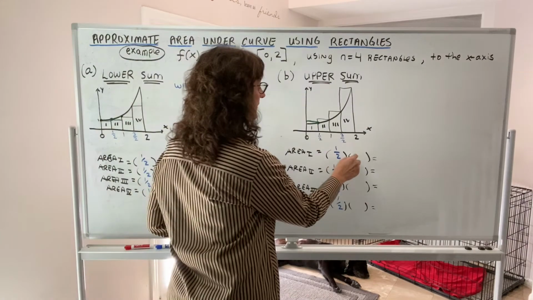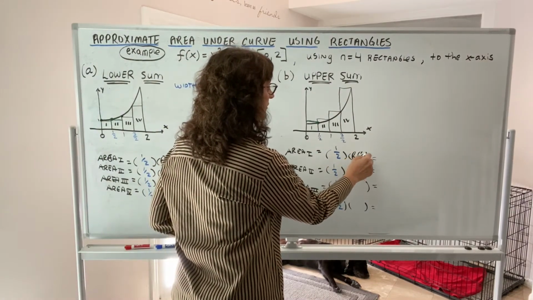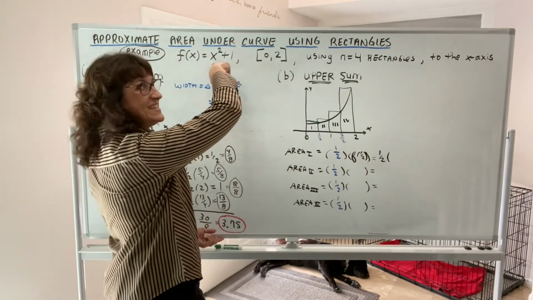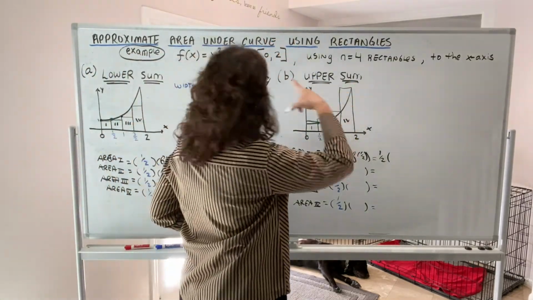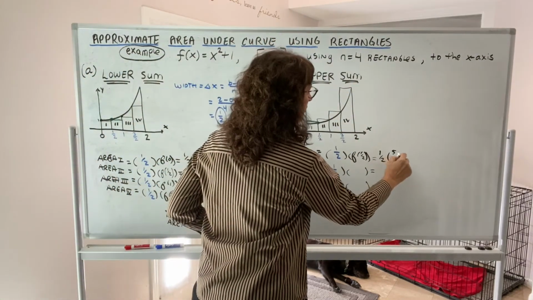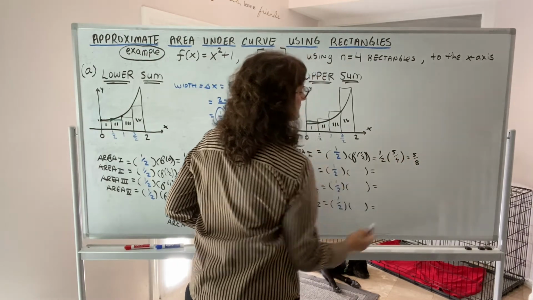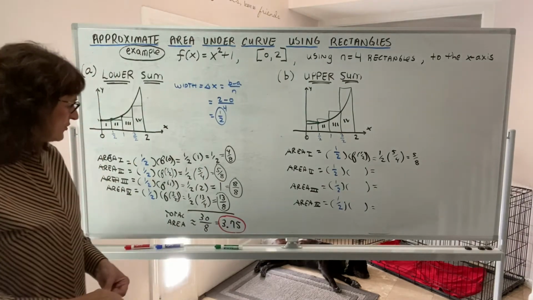It's the function value at 1/2 for this one, okay? So your width is 1/2, and your height, when you plug 1/2 into this function, 1/2 squared is 1/4, plus 1 is 5/4. So your first rectangle has an area of 5/8. All right, your second rectangle, okay?